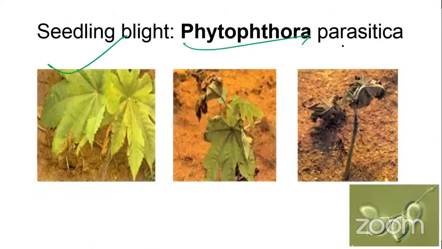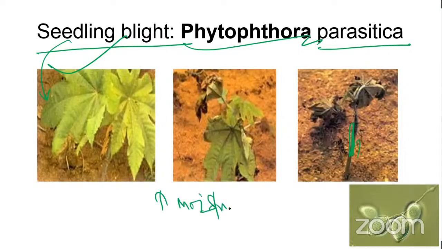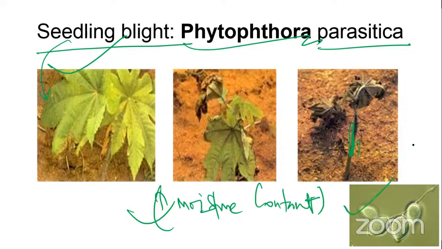Then seedling blight, which is caused by Phytophthora parasitica. As the name indicates, it is mostly confined to the seedling. At early stages of the crop, it will cause stem necrosis. That is one criterion. And you know that Phytophthora is preferred at high moisture content, so when high moisture is there, it will cause infection. It will cause blighting of the stem, and once blighting takes place, the entire plant gets infected. The leaf will curl down and blackening of the leaf will take place. So Phytophthora parasitica is the causal organism.